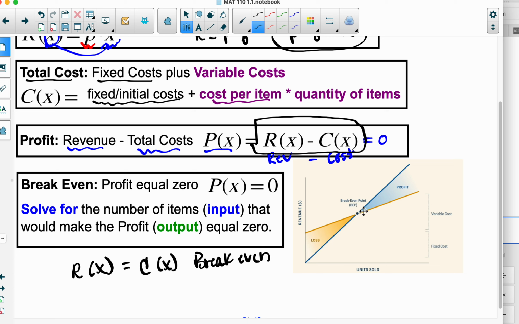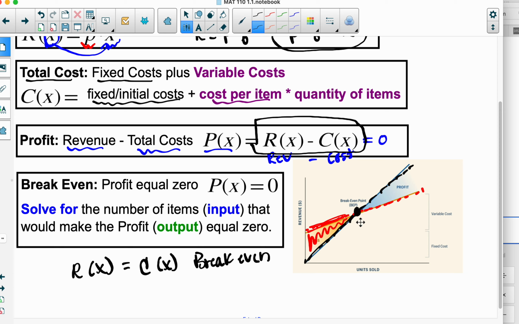You don't make any money. So if I look over here, and this is my cost function, and this is my revenue function, that point where they're equal, that is where my profit is zero. And you can see prior to that point, I am in the red, okay? My costs are greater than my revenue.